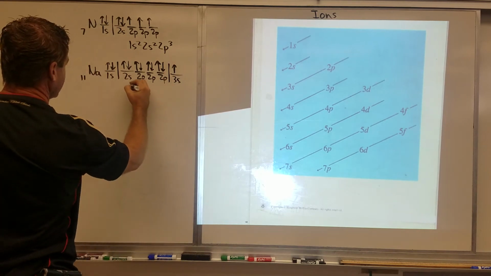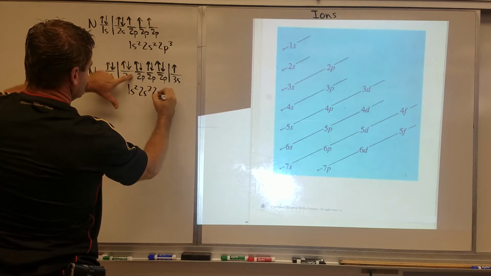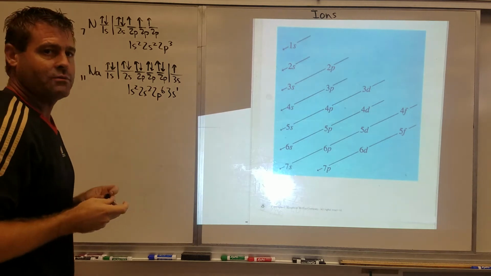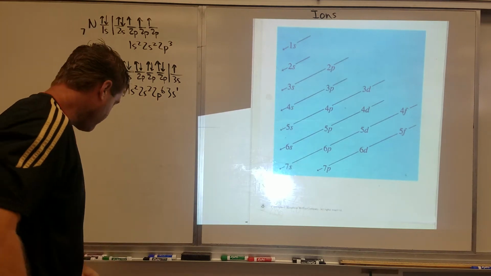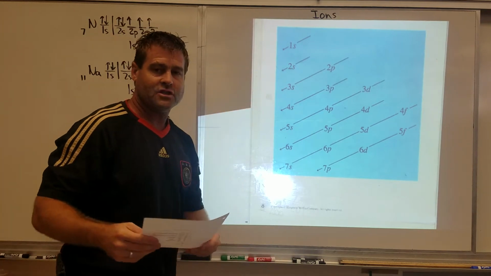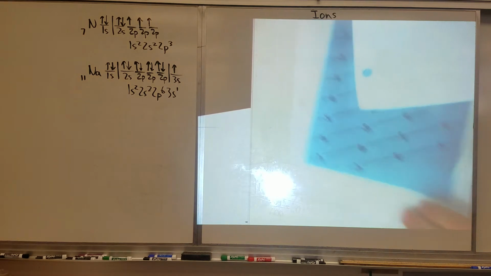And here's the electron configuration: 1s2, 2s2, 2p6, and 3s1. What we've done is we've located where all those electrons are found. You guys, here's another chart, and I don't want you to get thrown off, but this chart is really the same as this chart. It just shows it in a different fashion.